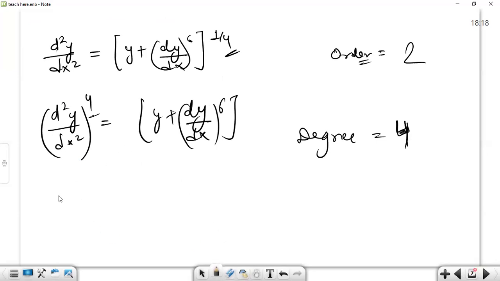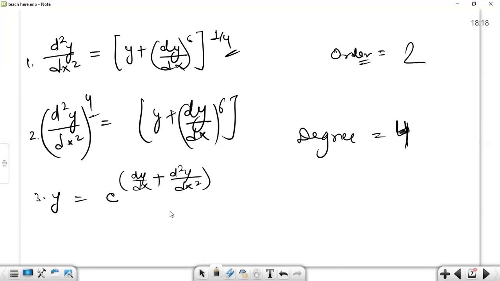Next example is y is equal to e raised to the power e^(dy/dx + d²y/dx²). Okay, this is the function given. So now there is a radical attached to our derivatives, but if we can solve it, that's no problem. So let's try to solve it first.